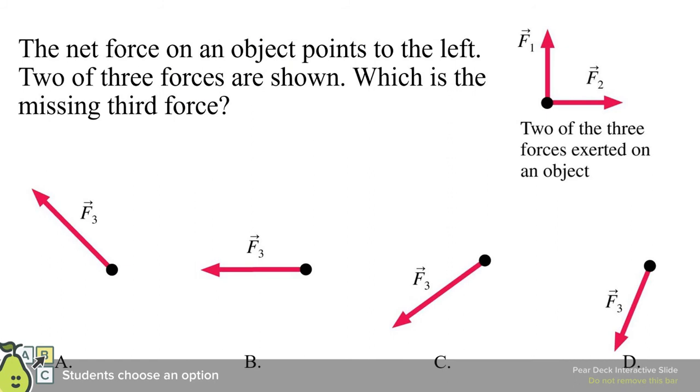All right, let's try this one. The net force on an object points to the left. Which two of the three forces that are acting are shown? What is the missing third force? All right, so the net force points directly to the left. Our net force points like this. So I need to be able to take an upward vector and a sideways vector and some third vector to point to that.